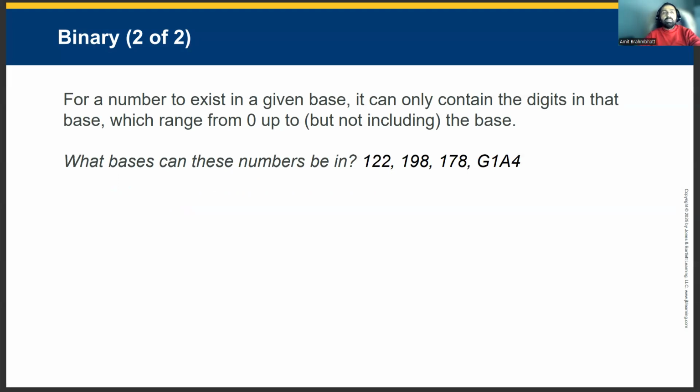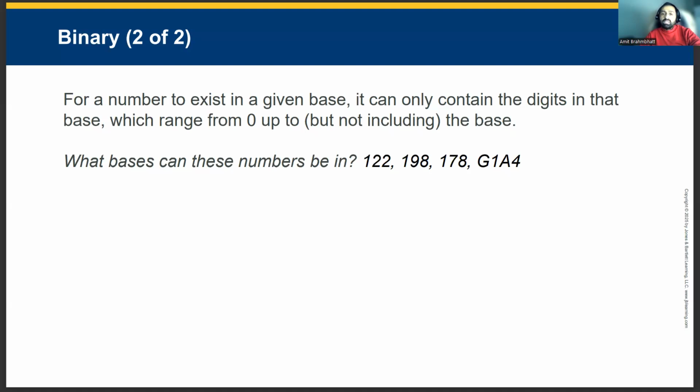Valid digits in bases. A number can only contain digits that are valid for its base. In any base n system, the allowed digits range from 0 up to but not including the base itself. For example, base 10 allows digits 0 through 9, while base 2 allows only 0 and 1.